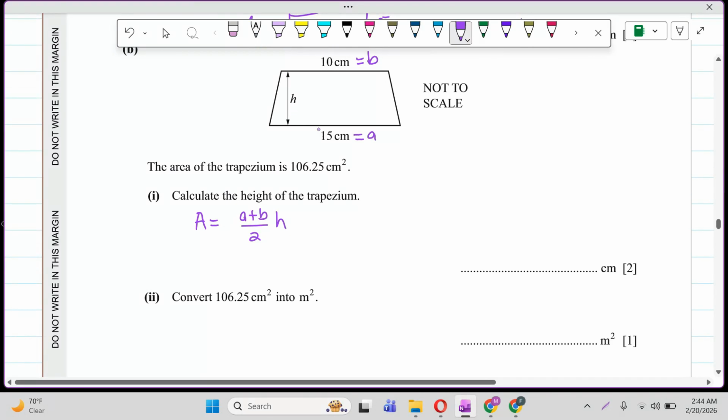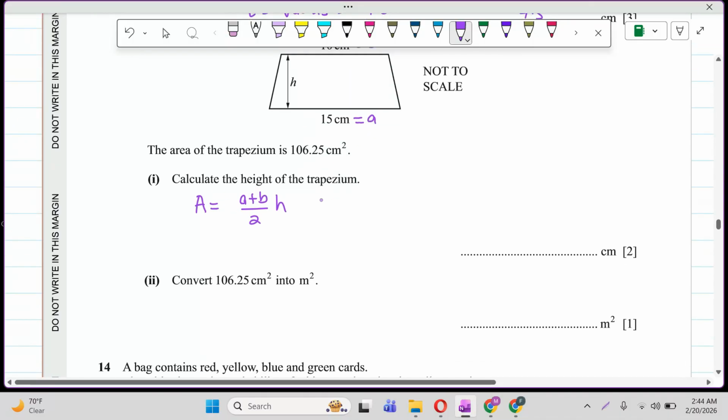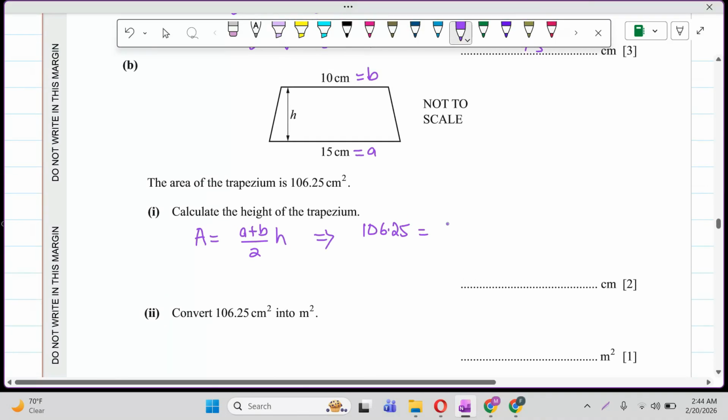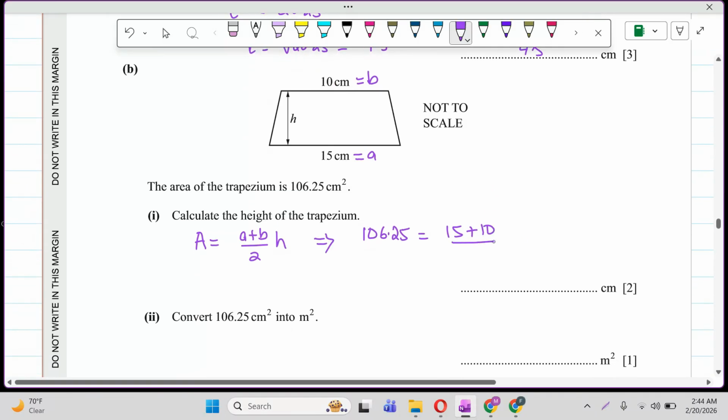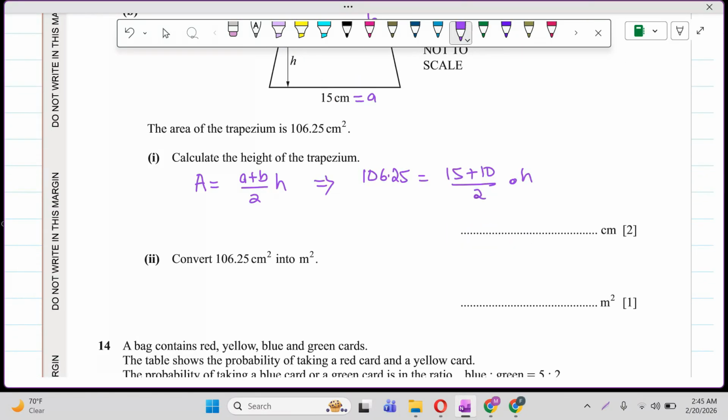So plugging these given values in the formula of the area, 106.25 is equal to A plus B, which is 15, and length of the second parallel line is 10, over 2 times height. When we switch 2 to the left side, it will be 212.5 is equal to 25 height. So height is equal to 212.5 over 25. So we have the height, which is equal to 8.5 centimeters.